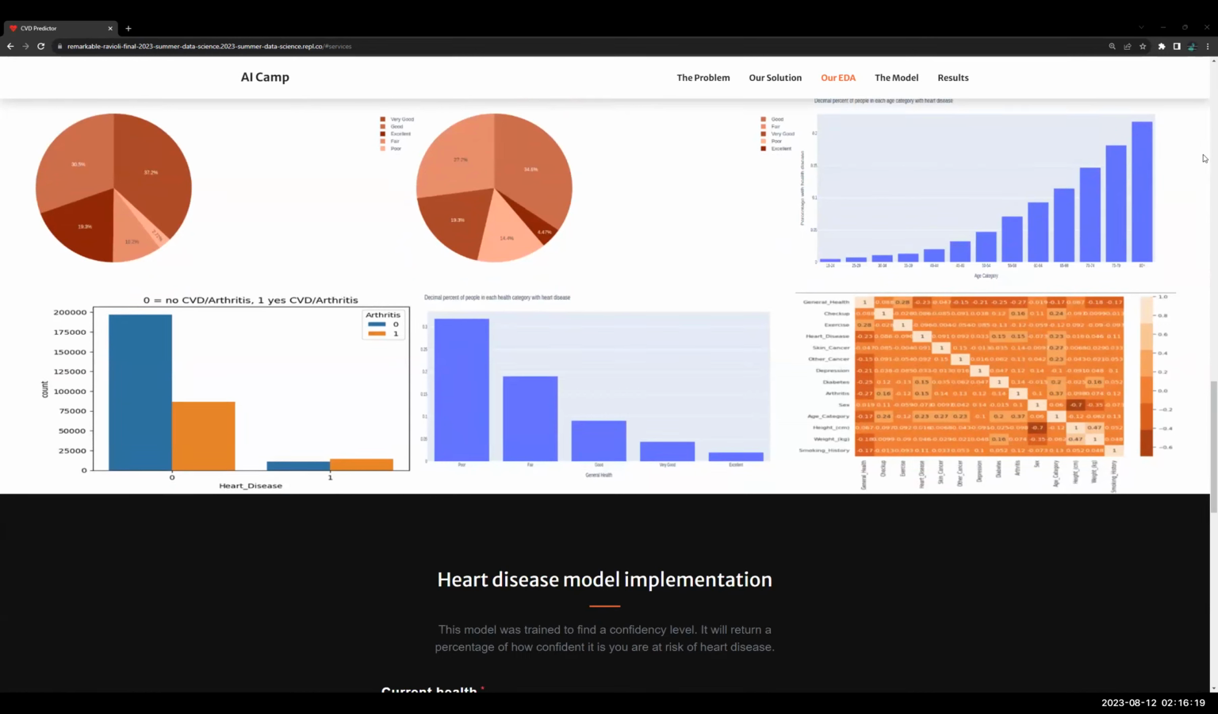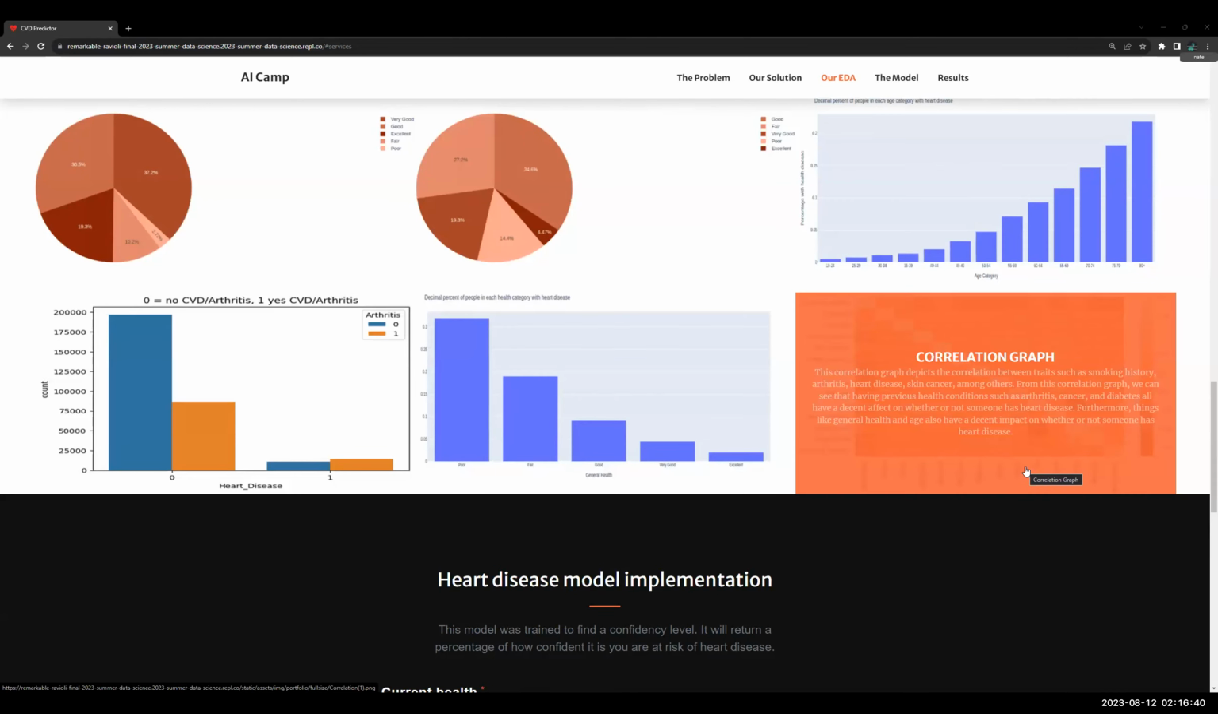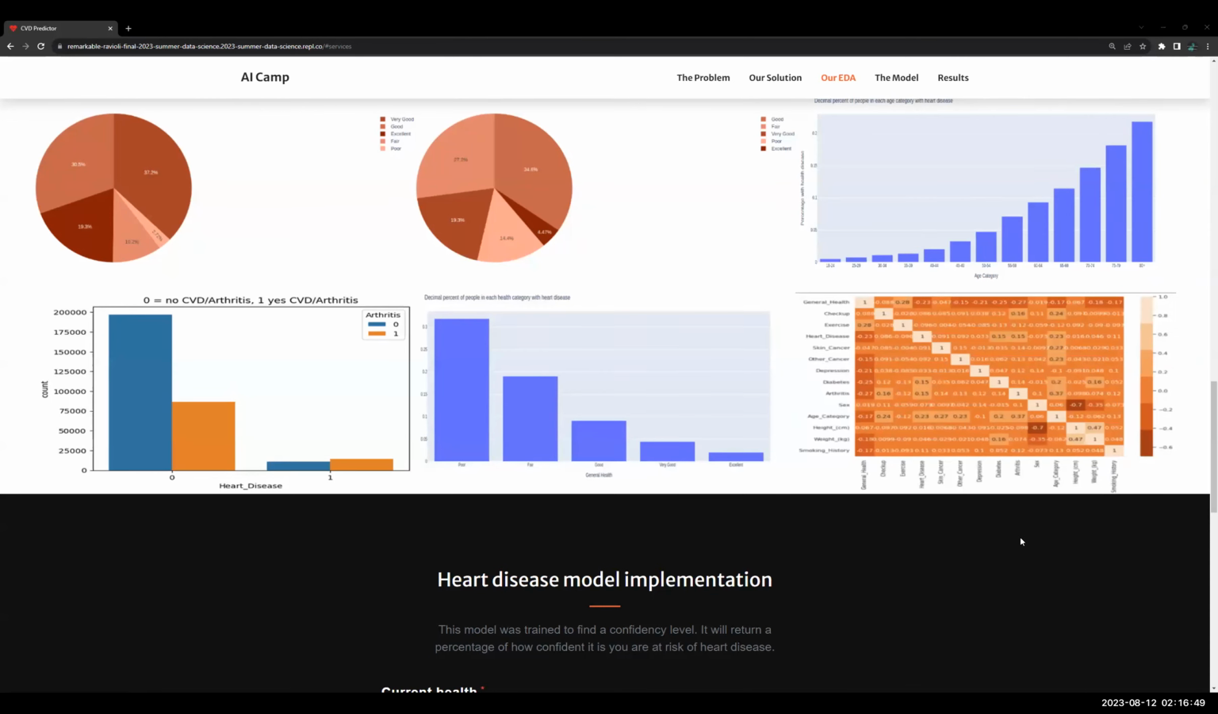Hi, my name is Kyle, and I will discuss the next 3 graphs. So one of the most interesting things that we found in our EDA is that arthritis actually has a large impact on the chance of developing CVD. So for people without heart disease, the vast majority of individuals do not have arthritis. However, for people with heart disease, there's a slight more number of people with arthritis. So this indicates that arthritis does have some sort of effect on developing cardiovascular disease.